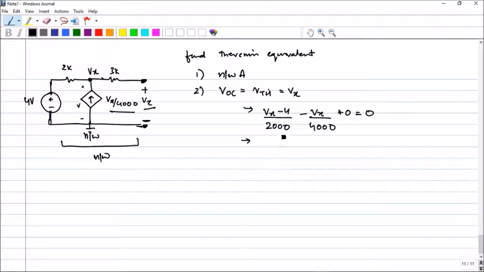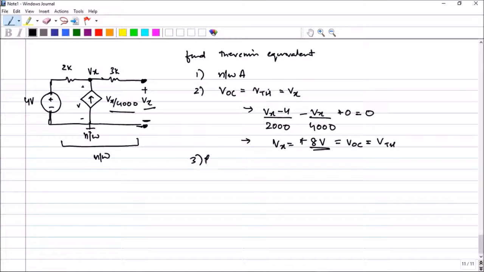Therefore in this case, when I solve this particular circuit, if I make a quick solution, what will I get? I will get here 2Vx minus 8 minus Vx, right? So Vx will be equal to plus 8 volts, and that will be equal to my open circuit voltage, and that will be my Thevenin voltage.